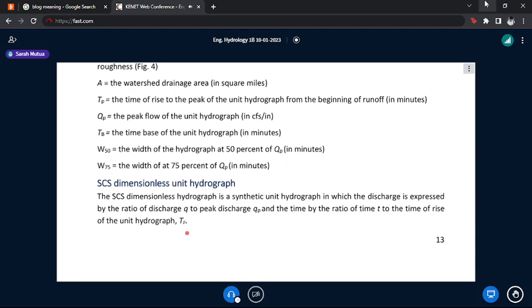So how are they developed? The previous one, the Snyder's synthetic hydrograph: studies were done in many gauged catchments. And when we talk about a gauged catchment, we are talking about a catchment where data has been collected. Various relationships of the unit hydrograph and various geomorphological characteristics of the catchment or the drainage area were determined.